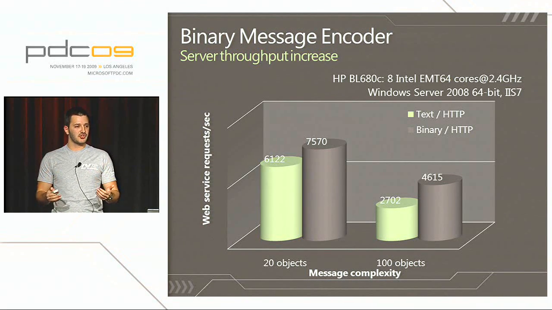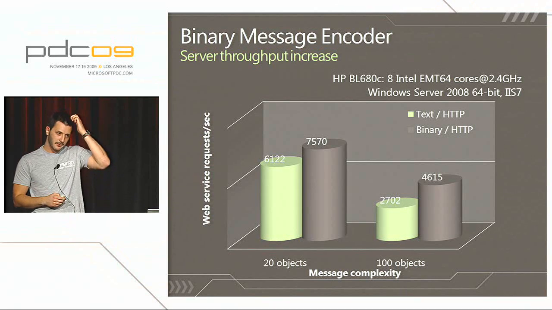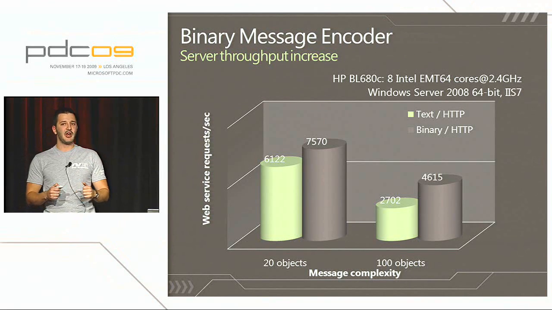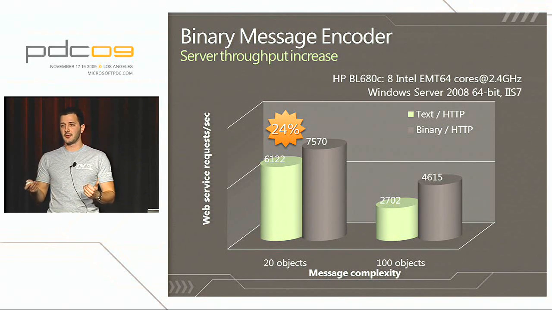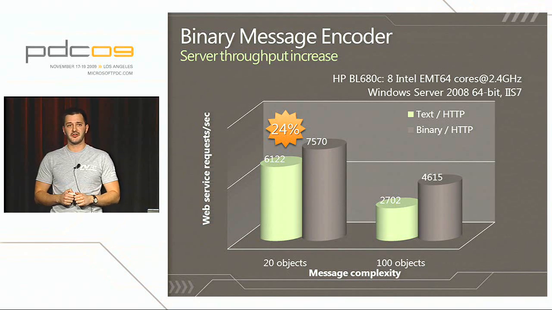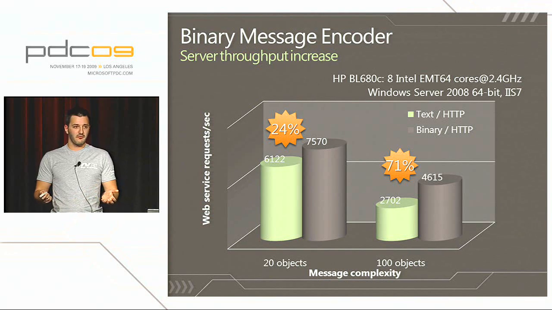What this chart compares is the exact same data encoded in text and then also encoded in binary. So if you're sending a fairly simple message, something like 20 objects in this case, we have a modest increase in peak server throughput, something like 24%. But as you start sending more complex objects, for example, a type with 100 members or an array with 100 things in it, we've measured up to a 71% increase in server throughput.